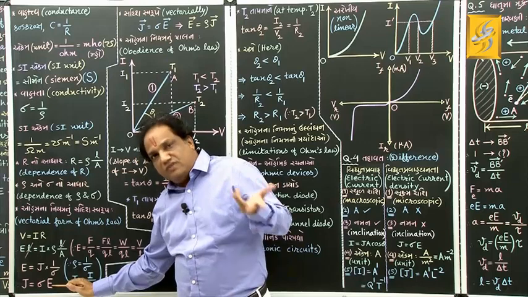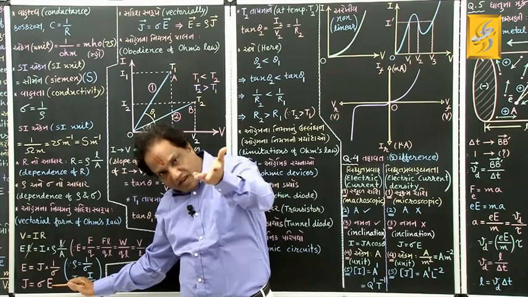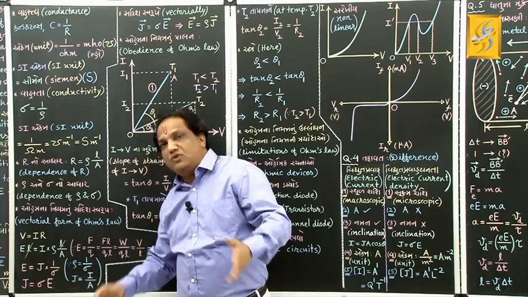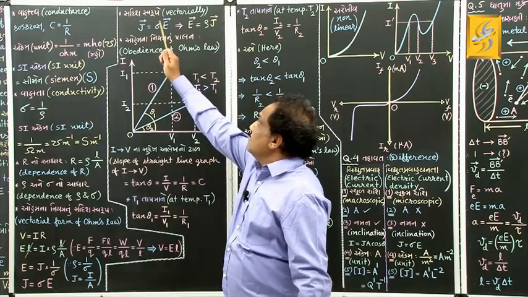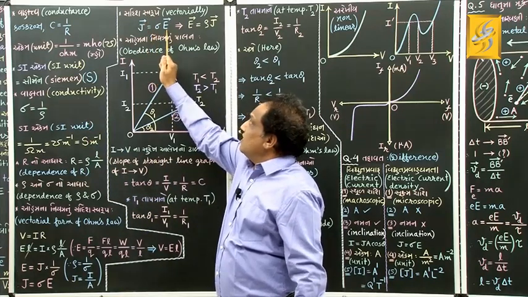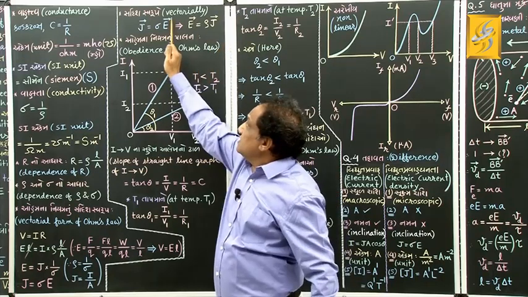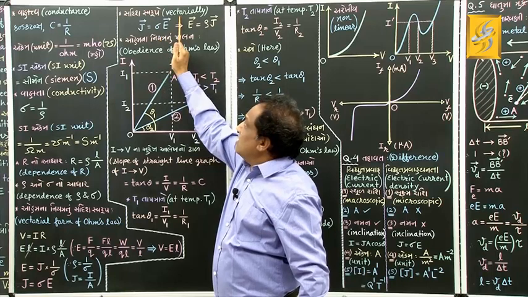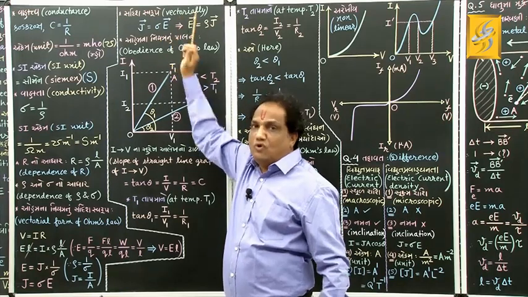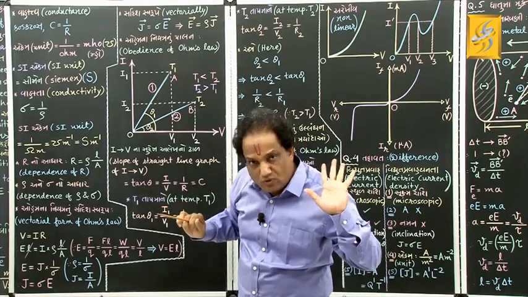And if these two are vectors and they have the same direction, then this scalar form you can write vectorially this way: vector J equals sigma into vector E, correct? This is nothing but the vectorial form of Ohm's law, correct?